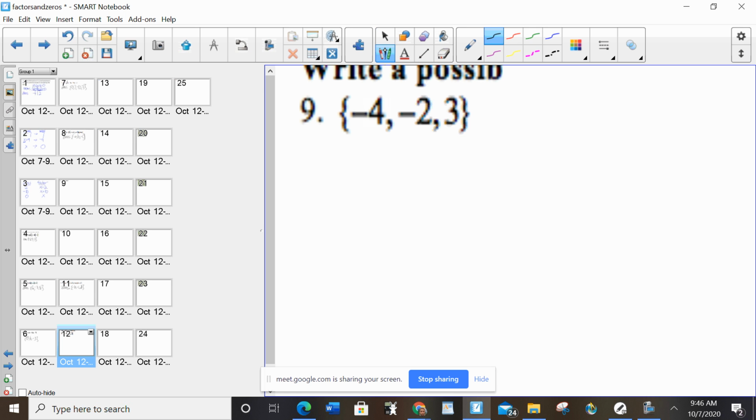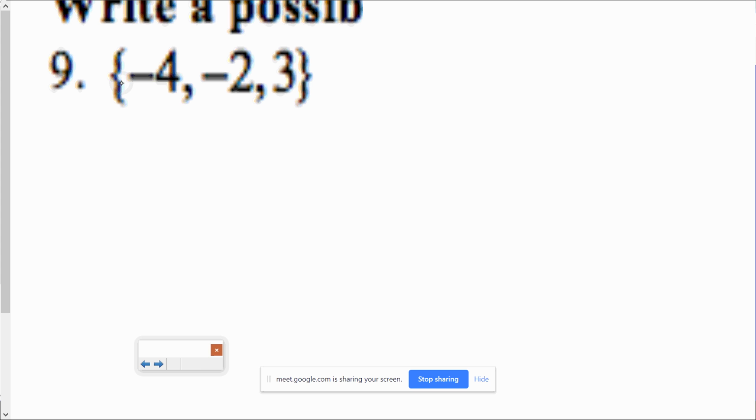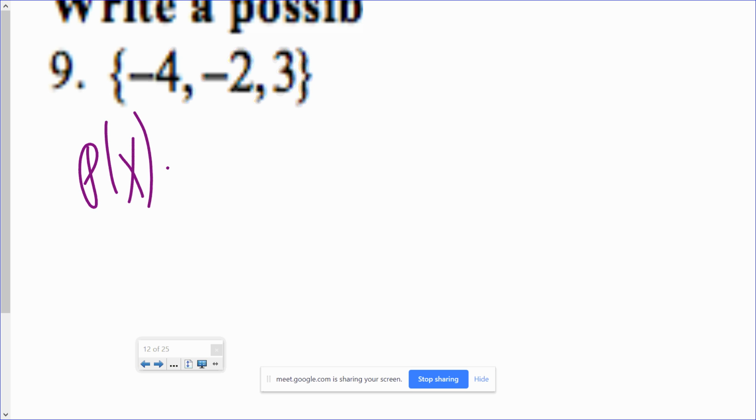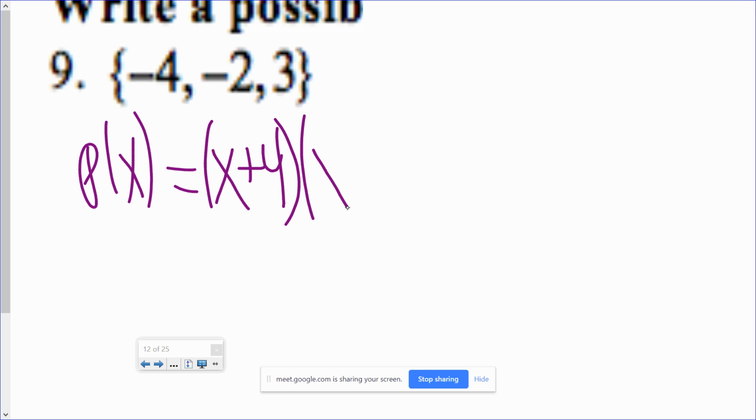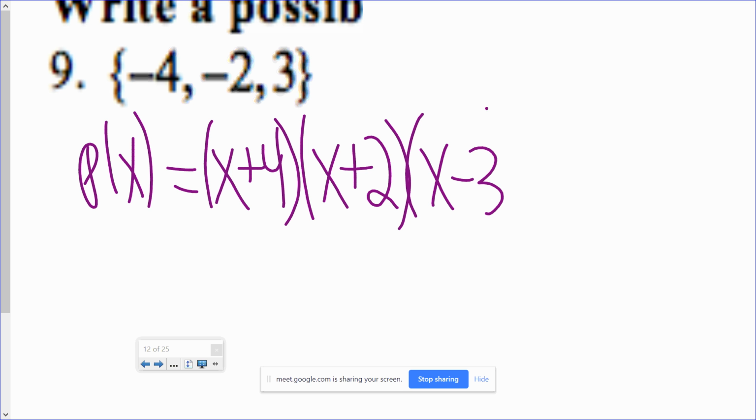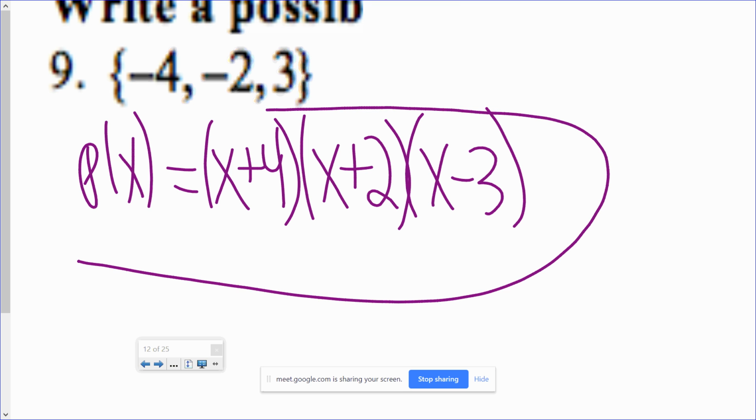So I'm going to start by writing p of x equals, if -4 is a 0, then x plus 4 is a factor. If -2 is a 0, x plus 2 is a factor. If +3 is a 0, then x minus 3 is a factor. And that's your answer. That's going in the other direction. And not only is this an important topic for Algebra 2, this is also a very commonly asked SAT question, this concept.